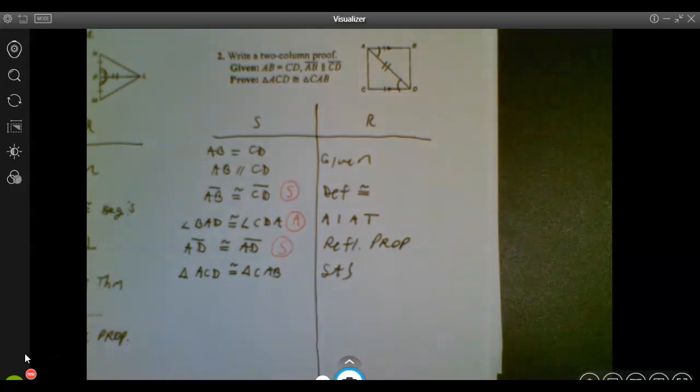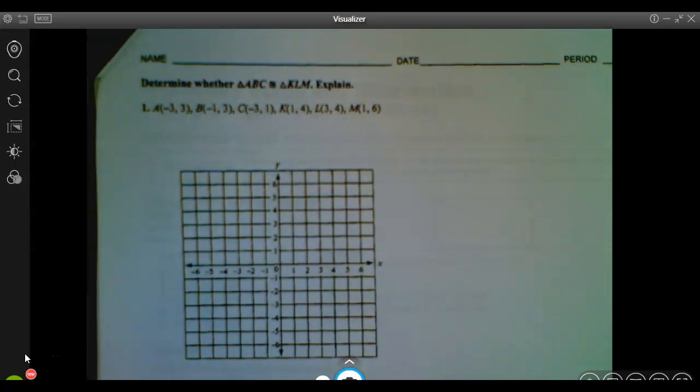All right, let's keep it going here. I do have one more thing to show you. How do I know in a coordinate plane if two triangles are congruent? So let's just plot these points real quick. So point A is negative 3, 3.